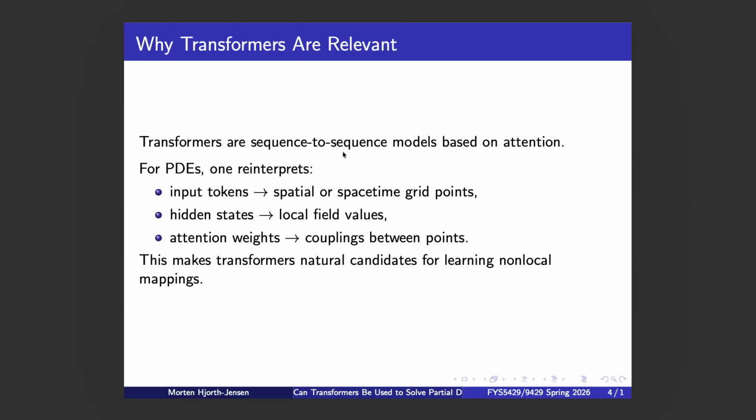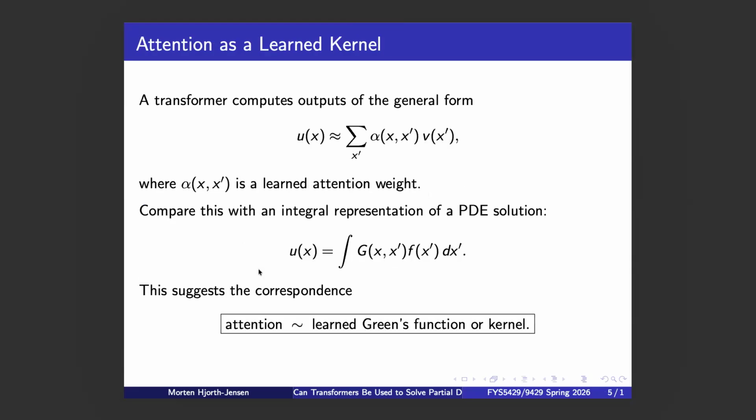So transformers are sequence-to-sequence models based on attention. For the PDE, what you reinterpret is the inputs as spatial or space-time grid points. The hidden states are local field values, and the attention weights then become the couplings between the points. This makes transformers natural candidates for learning non-local mappings. Just to give you an example, a transformer computes outputs of this form, where these are the attention weights which are learned.